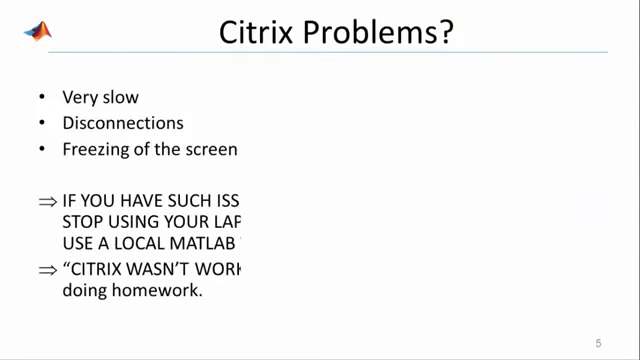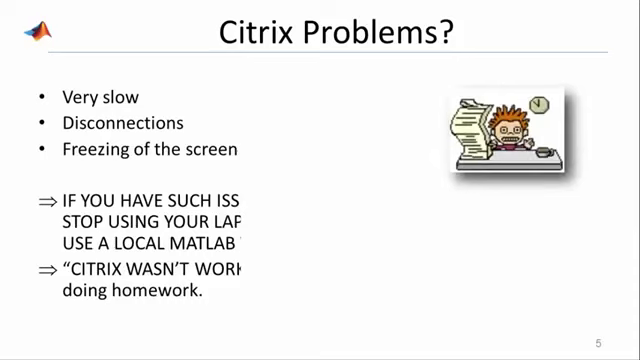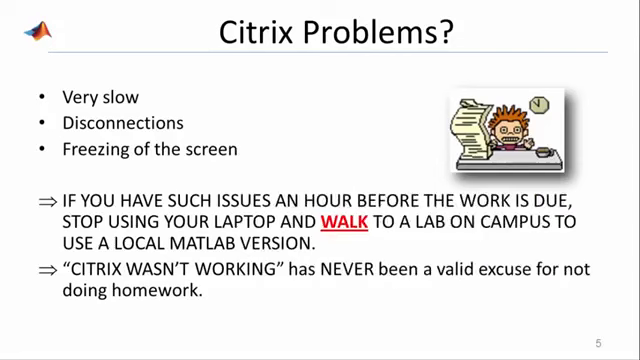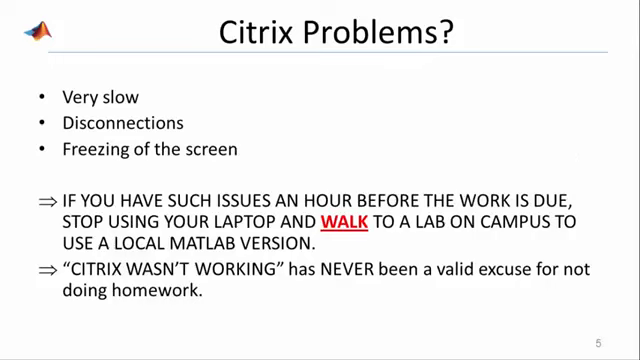Now, Citrix has a lot of problems, and they are well known by every student. It's very, very slow. It disconnects very easily for no reason, and if you leave the screen unattended, it freezes. These are known issues. If you start using Citrix with the mentality that one of these will happen, your stress level can be managed. If for some reason you're trying to do homework at the last minute and it happens, just ignore your laptop, walk to the lab peacefully, and finish your work there.